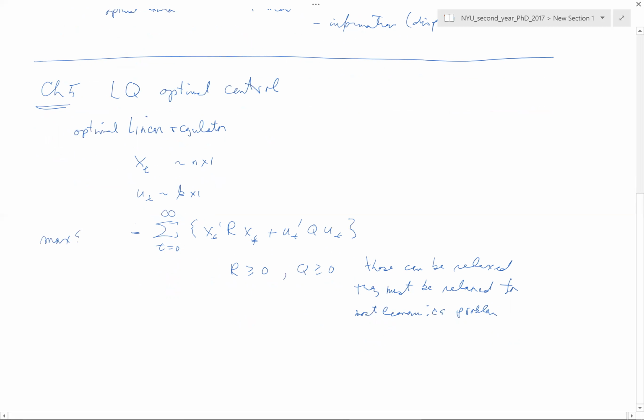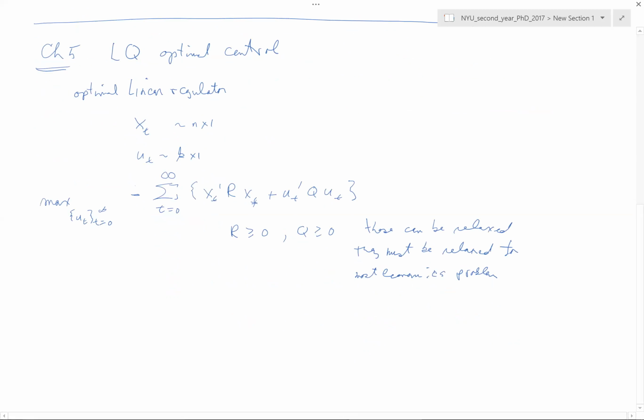And what is the person going to choose? It's going to maximize by choosing a whole sequence of u's from t equals 0 through infinity. So this problem's not complete yet because I haven't specified the constraints. There's going to be a sequence of constraints that is a linear law of motion that maps a state today and a control today into a state tomorrow. So A is an n by n transition matrix, and B is an n by k matrix for the vector of controls.